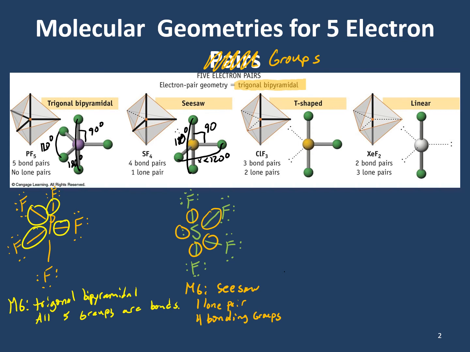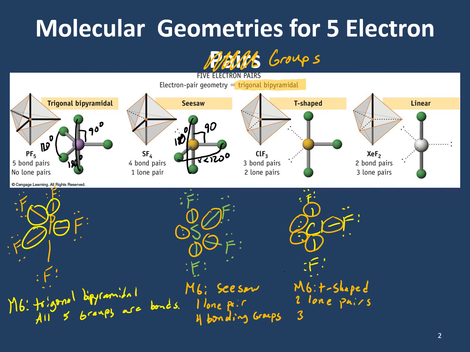All right, so let's look at the next molecular geometry, which is T-shaped. And so if we look at the Lewis structure here, we need to look at the Lewis structure of ClF3. And so here we have ClF3. If we look at the groups around it, we have 1, 2, 3, 4, 5 groups still. So still electron group geometry of trigonal bipyramidal. Our molecular geometry, however, is T-shaped. And this occurs where we have 2 lone pairs and 3 bonding groups.